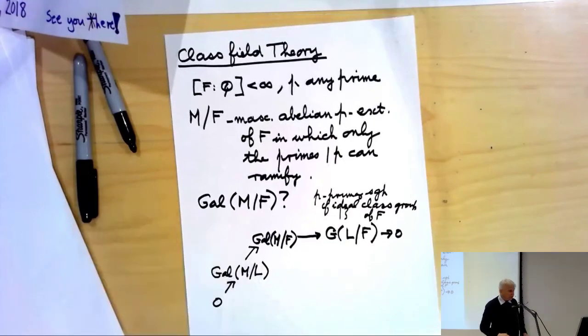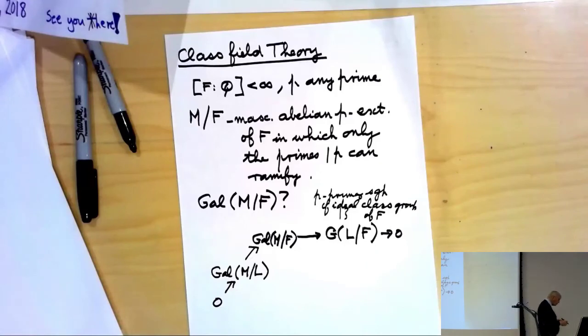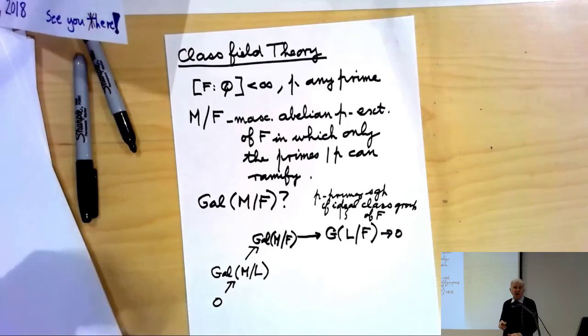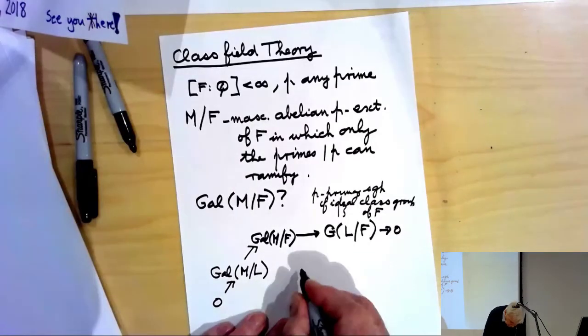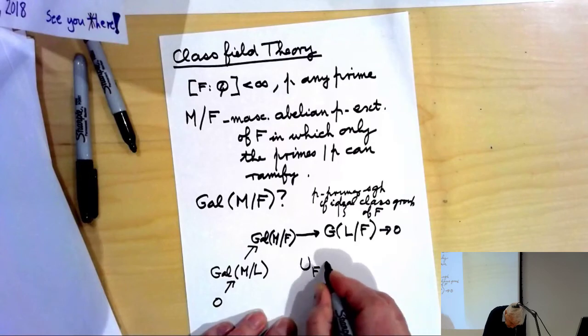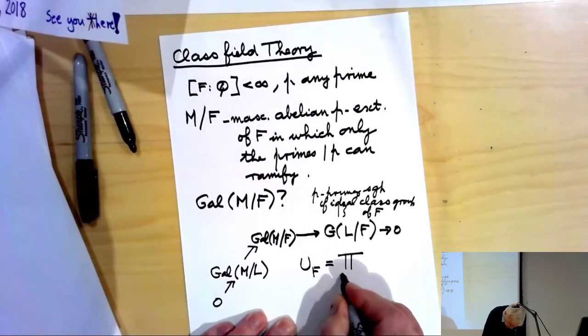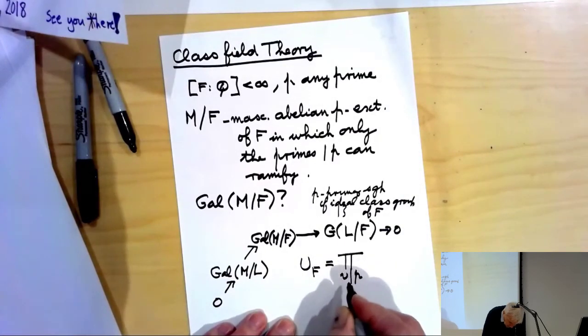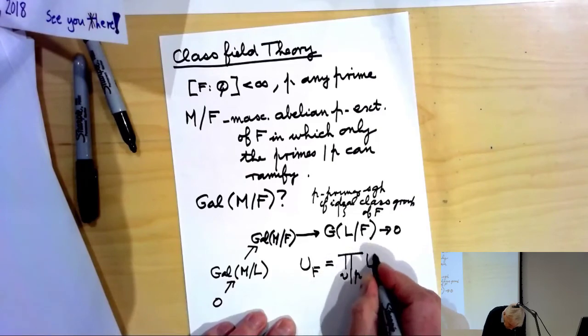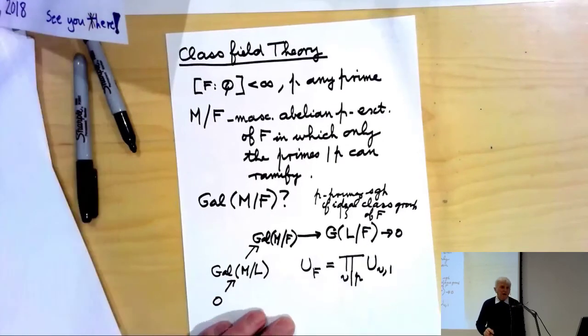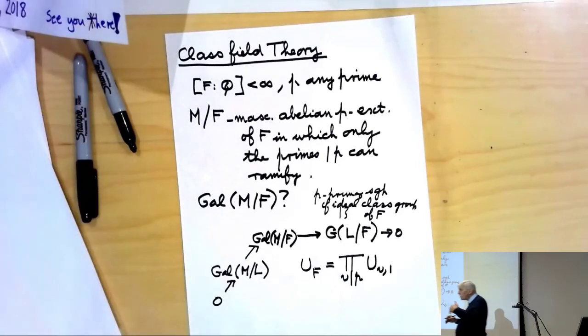And class field theory, you have to look at the appropriate quotient of the ideal class group to see this, gives the following explicit description of this Galois group. Namely, firstly, I'm going to put UF to be the product over all the primes dividing P of the U_V^1's. I put the 1 in because I'm all the time looking at pro-P extensions, and so I want to take the primes congruent to 1 mod P.